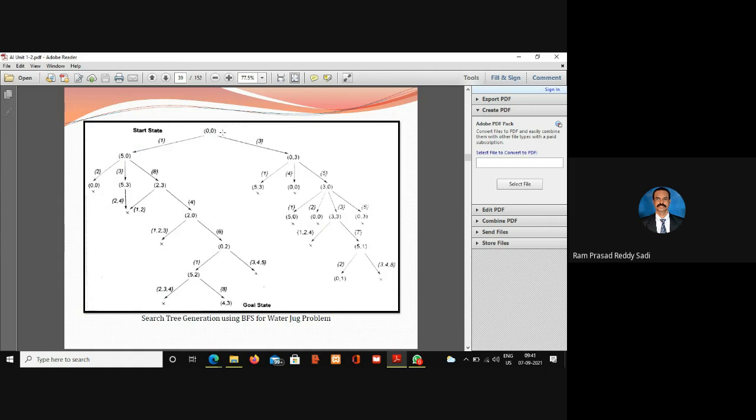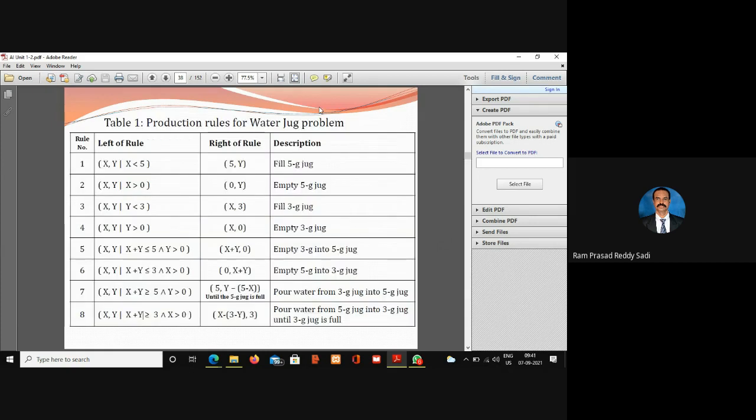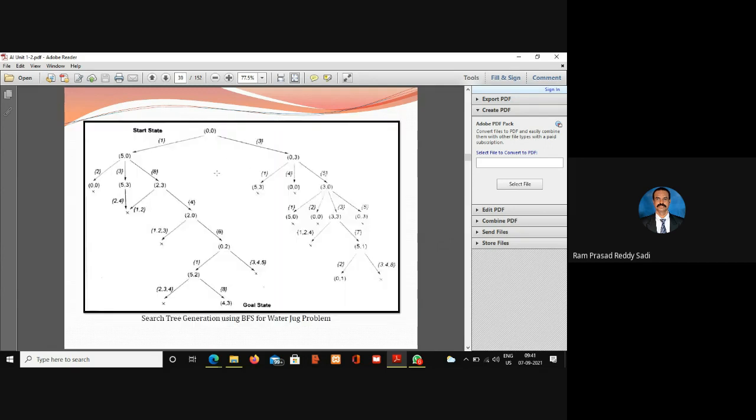So I can fill the first jug. That means I apply the first rule. If I apply the first rule, what happens? I will fill the first jug. Look at this, kindly understand this. If you understand this, the BFS would be very clear. This is the state space search tree. If I apply the first rule, these arrow marks, these edges, are labeled with the production rule numbers. This is the operator being used. So if I apply the third rule, this is 03.